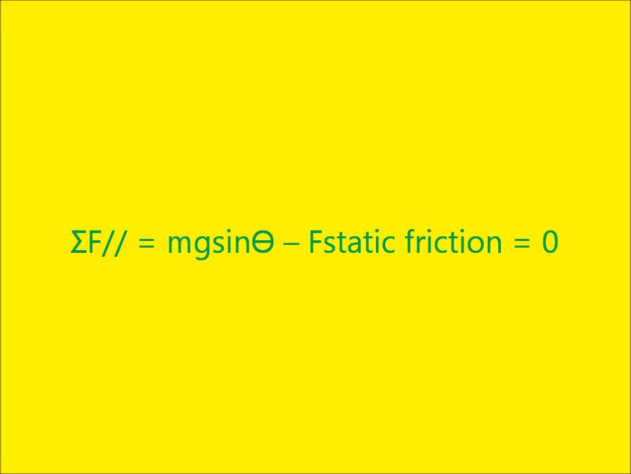Then we can make a little substitution by saying that the weight is equal to the mass of the file cabinet times the gravitational field strength g. So our expression becomes sum of the forces in the parallel direction equals mg sine theta minus the force of static friction equals 0.